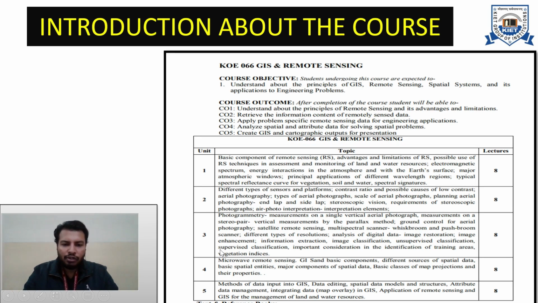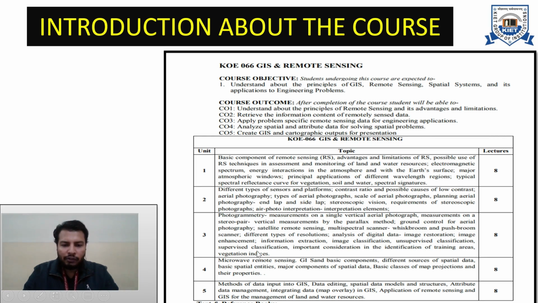In unit 4 there is a new concept that is new to us, that is microwave remote sensing. So in unit 4 we will be studying microwave remote sensing. Basically we have learned what remote sensing is in unit 1. Now how to perform remote sensing in the microwave region, that we will be studying in unit 4.